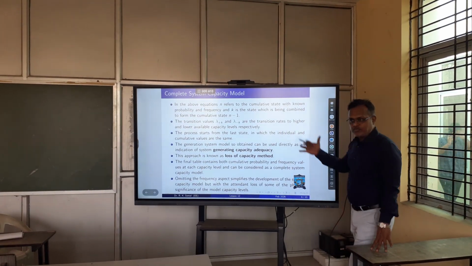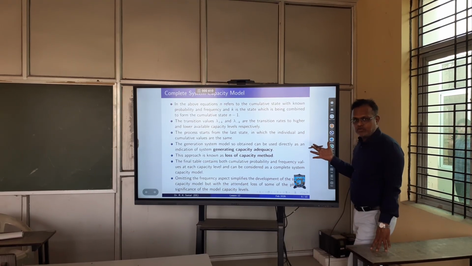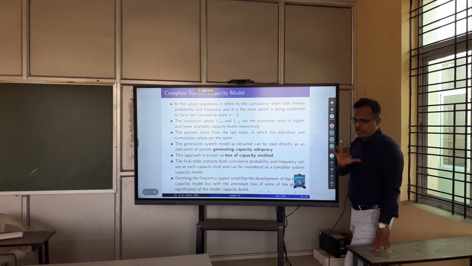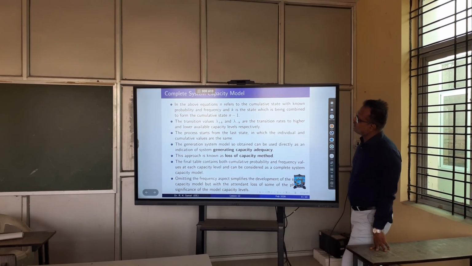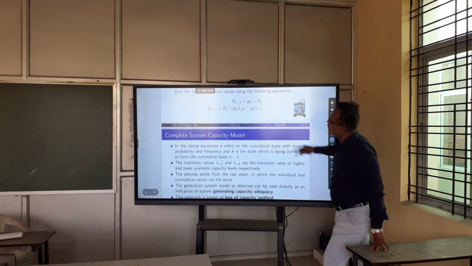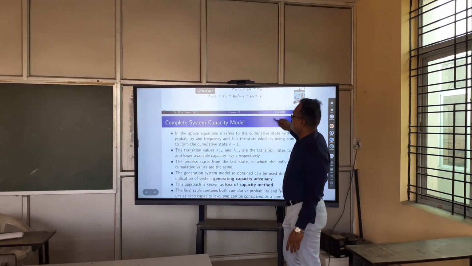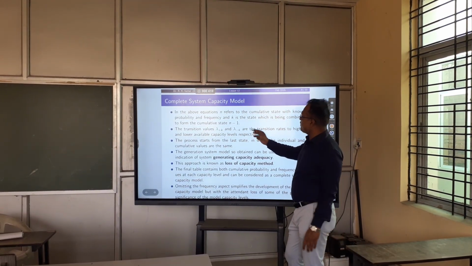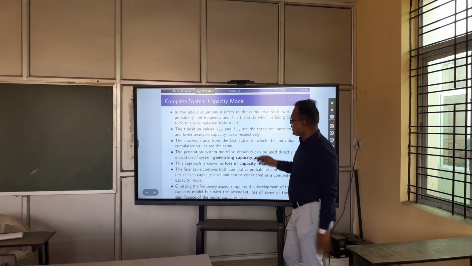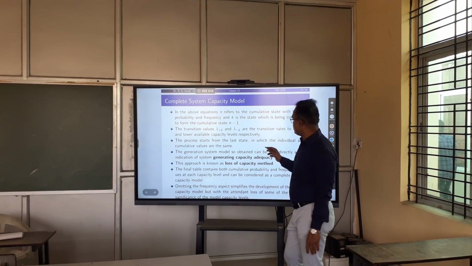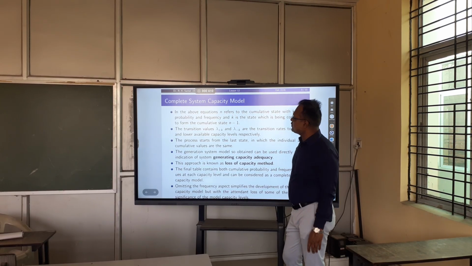So lesson 12 is related to the generation model, which is more important. The above will just summarize the equations. n refers to the cumulative state whose probability and frequency are known, and A is the state being combined from cumulative state n minus 1 to obtain this cumulative state. The transition rates lambda plus and minus apply at the transition to higher or lower available capacity levels. The process starts from the last state, in which the individual and cumulative values are the same.